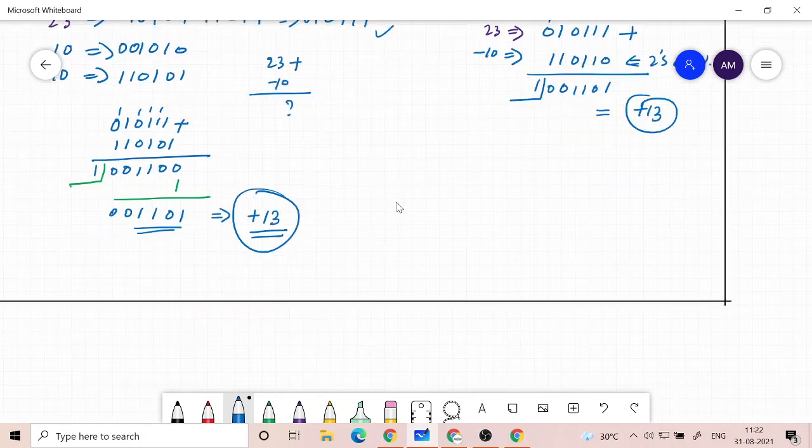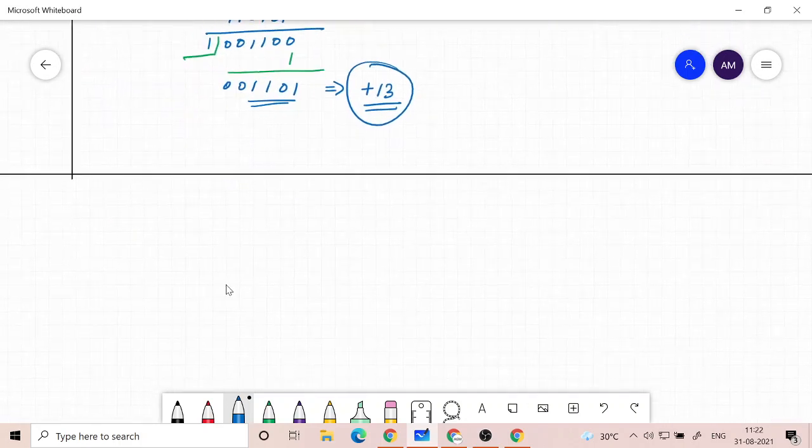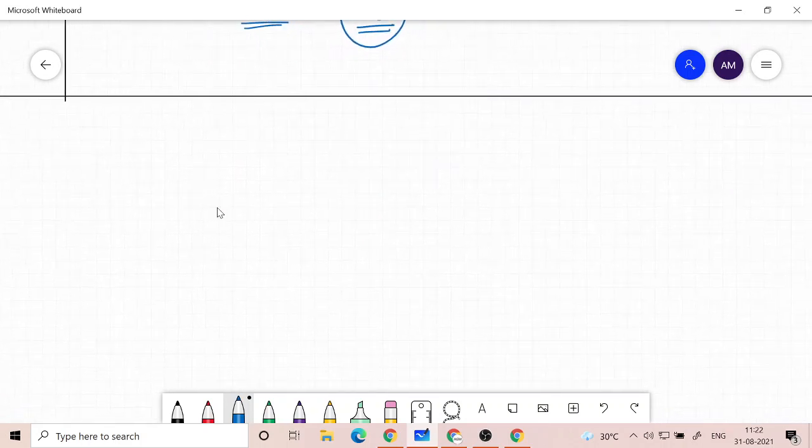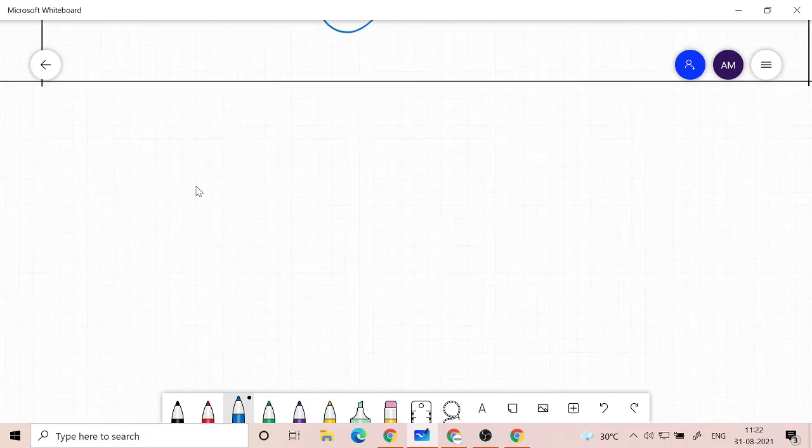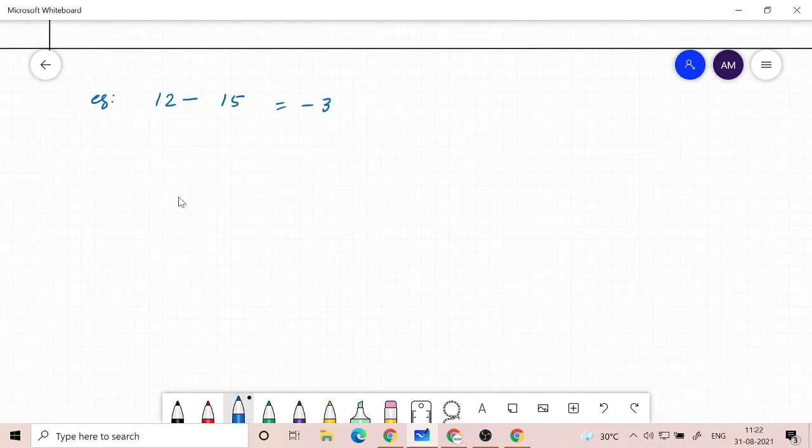Okay, so now let's take the other example where the number turns out to be negative after the arithmetic operation. With that it will be complete. So let's do another example. Say 12 minus 15. We know that it is minus 3. So what is 12? 1 1 0 0. This is only magnitude. So if you want to comfortably represent the sign also, you need a sign bit. So this is your plus 12, and then minus 15.